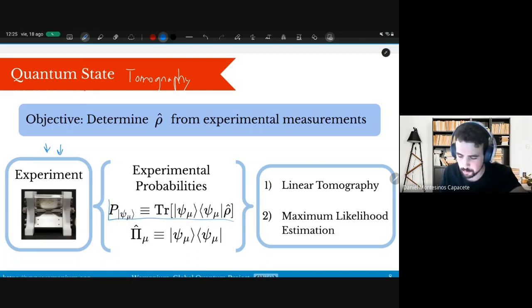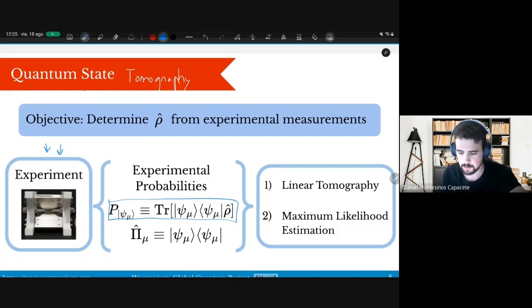So this is going to be the probability, and this comes from when I talked about the density matrix, when I told you that you could calculate expected values using the trace of the operator and the corresponding density matrix.